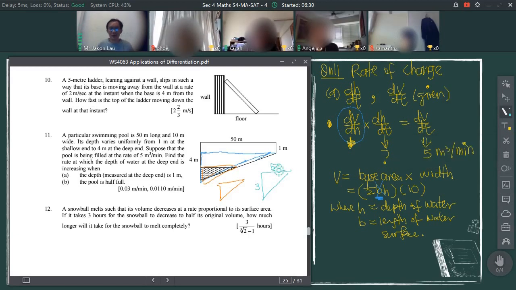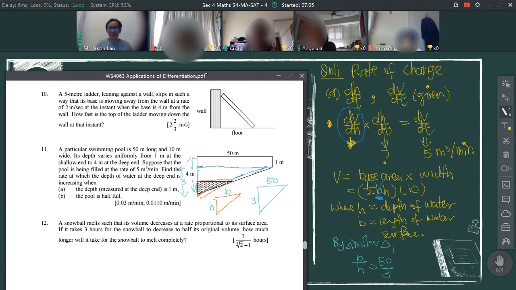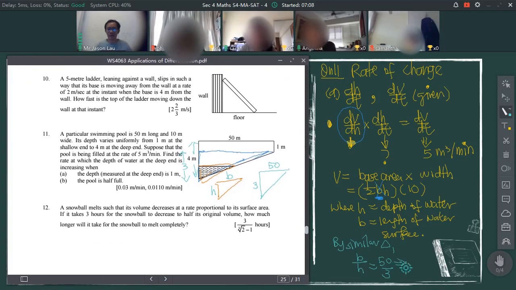So you have 50 and 3, because here is 3. 4 is the whole thing, so 4 minus 1 is 3. And this part is h and B. Then we do a similar triangle. By similar triangles, this is your B over h equal to 50 over 3. Whenever you see this kind of triangle problem, you will have to prepare for a similar triangle. After that, you try to make B the subject so that you can substitute it out.